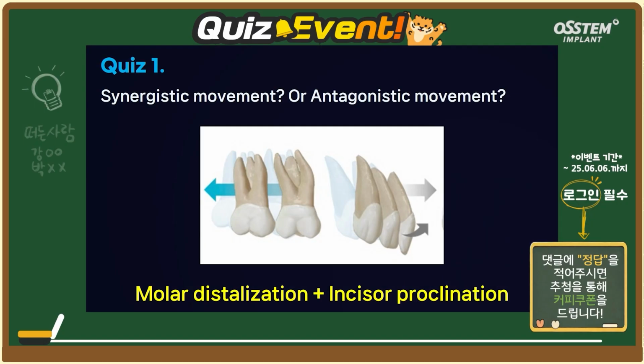Here's the first question. Are these two movements shown in the image synergistic or antagonistic? In the image, you can see molar distalization and proclination in the anterior region. Think about it. Ready? 1, 2, 3.